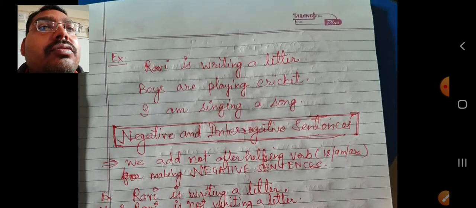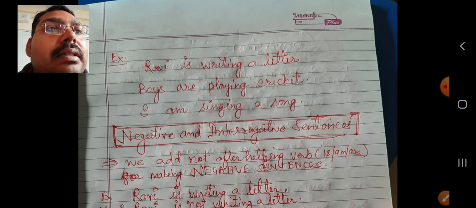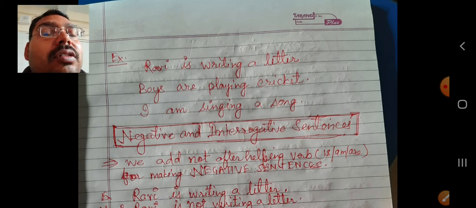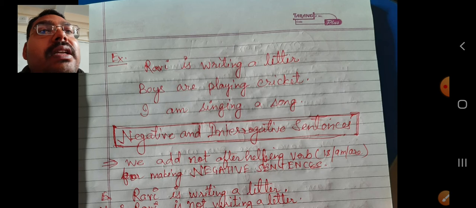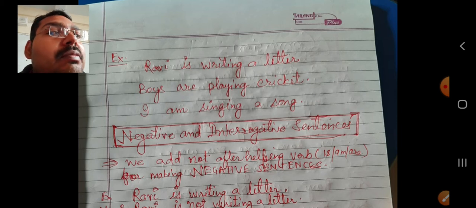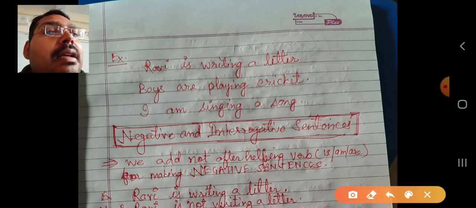Next, if I say to you that here you can see Ravi is writing a letter, boys are playing cricket, and I am singing a song. All these are examples of present continuous tense. Ravi is one, we use is. Boys are many, we use are. I, we know pretty well that we use am with I.